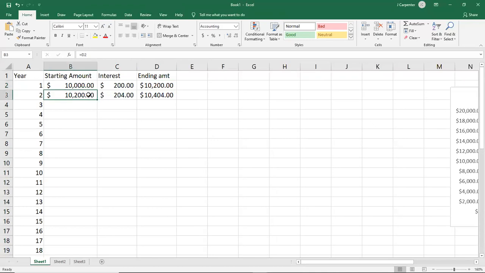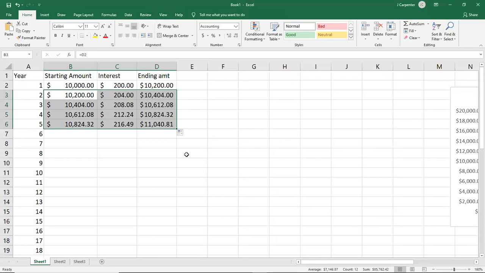Now let's go to year 5. So let's highlight all 3 of these, grab the fill handle, go down to year 5. We have $11,040.81. That's our current balance, which means our interest is the difference of the $11,040 and the $10,000. The difference of those two numbers is $1,040.81. And again, you'll see that on the other page in a few minutes.